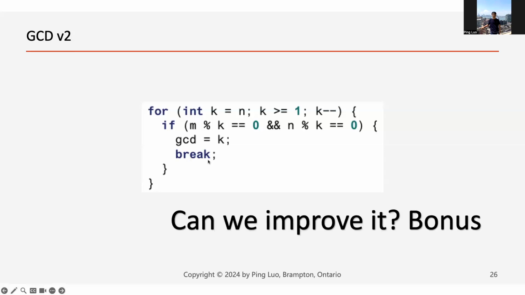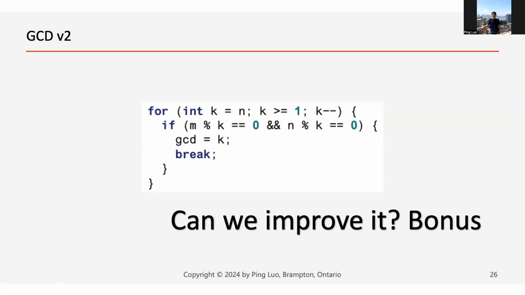But I mean, this is already very good. But can we still improve it? Anyone have any ideas how you can improve this? No, yeah, it is difficult.